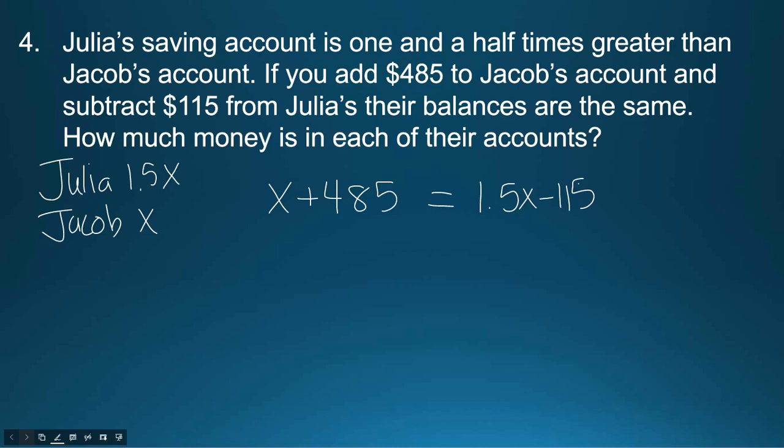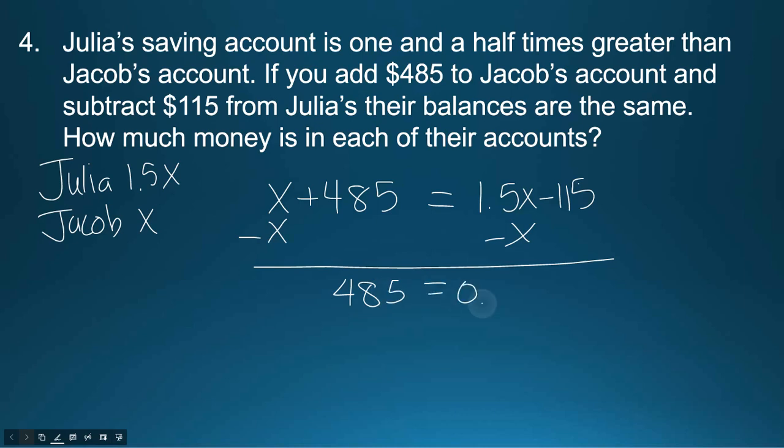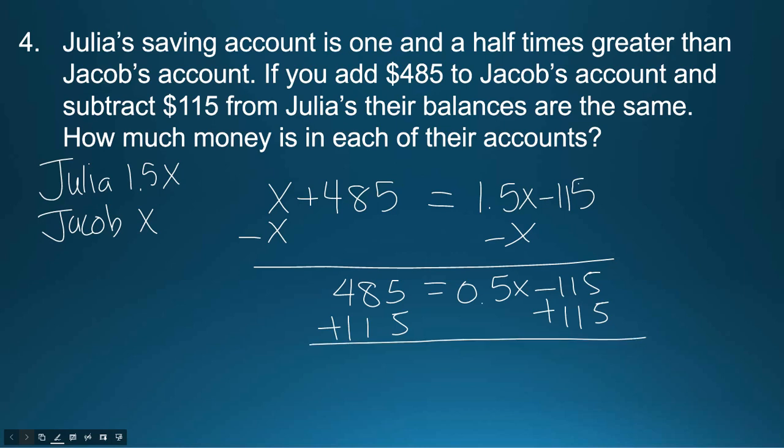There we go. So I'm going to subtract 1x from both sides. So 485 equals a half x minus 115. Add the 115. So a half x equals 600. Divide by a half.